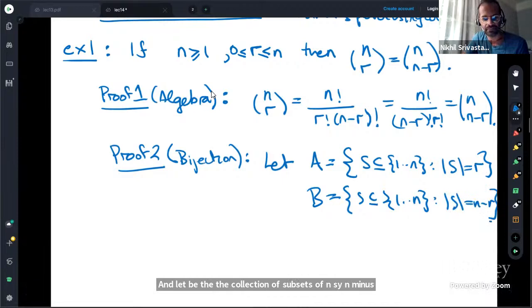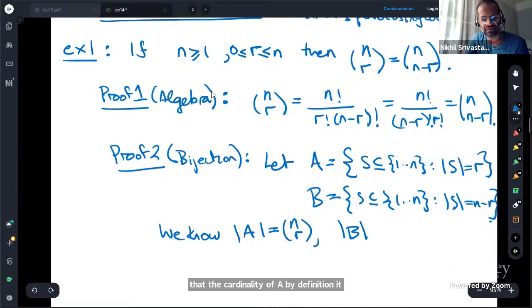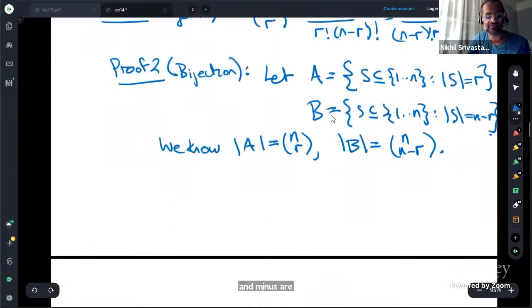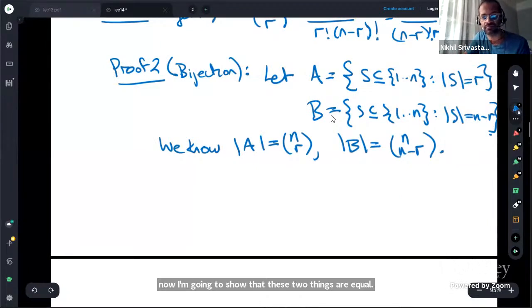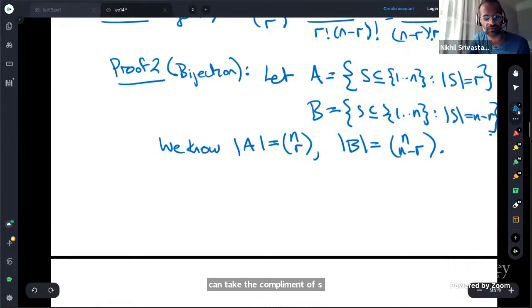Okay. So we know that the cardinality of A by definition is n choose r, and the cardinality of B by definition is n choose n minus r. But now I'm going to show that these two things are equal by finding a bijection between these sets. So can anyone think of a bijection between these sets? You can take the complement of S. Yeah, you can take the complement.